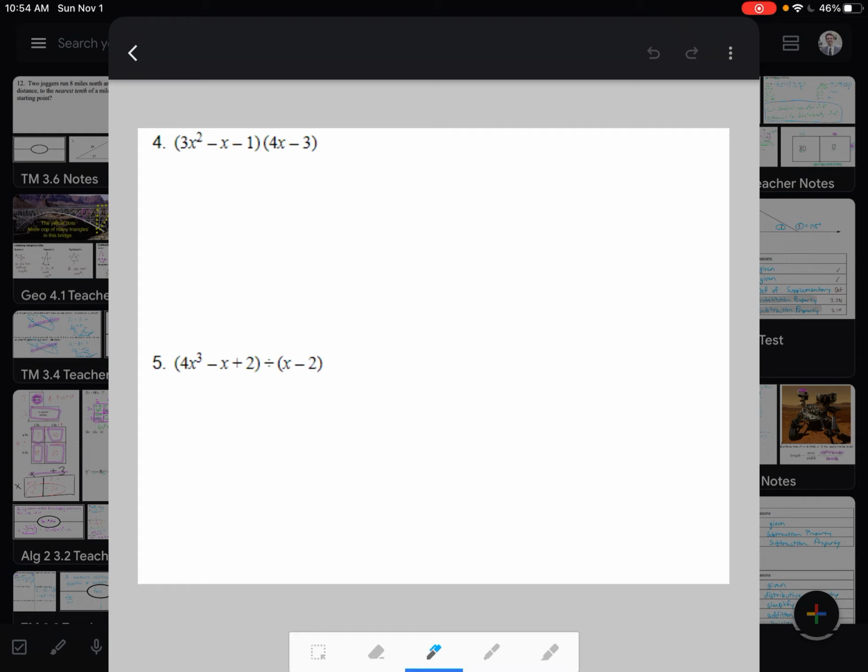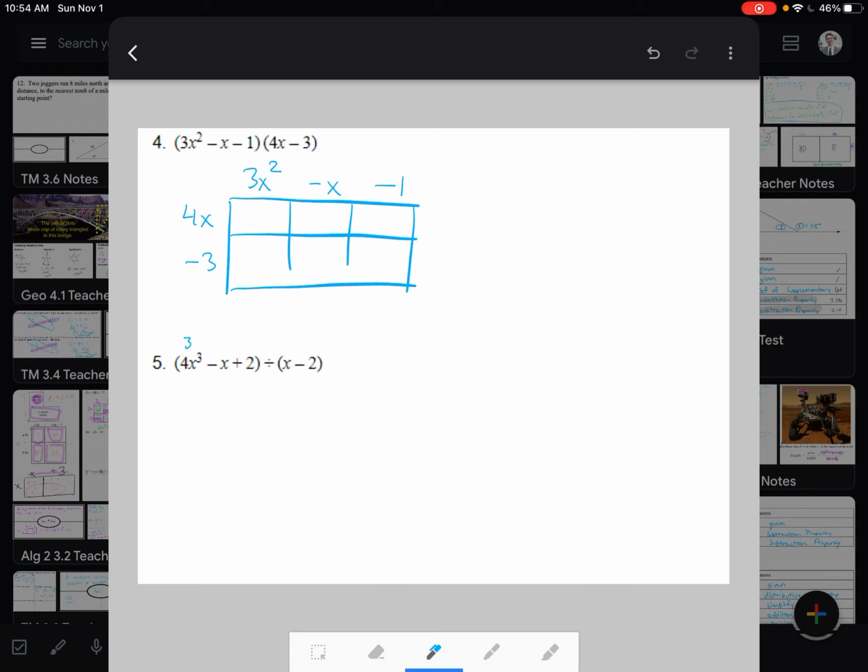Next, some multiplication and then division. So multiplication, I feel confident in our ability here, so not too much to say about this, just make sure our box matches our terms. So 3 terms on top, 2 terms on the side, and now let's multiply the insides of this box.